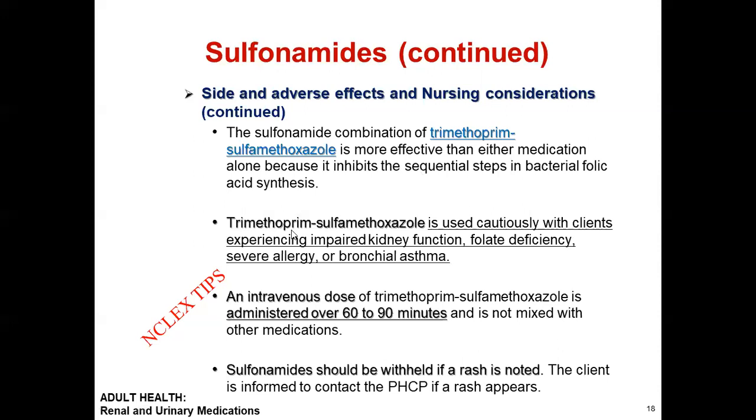Trimethoprim-sulfamethoxazole is used with precaution when the client is experiencing impaired kidney function, folate deficiency, severe allergy, or bronchial asthma. The intravenous dose of trimethoprim-sulfamethoxazole is administered over 60 to 90 minutes. So it is good to administer slowly, and it is not mixed with other medication. Sulfonamide should be withheld if a rash is noted. The client is informed to contact the healthcare provider if a rash appears.